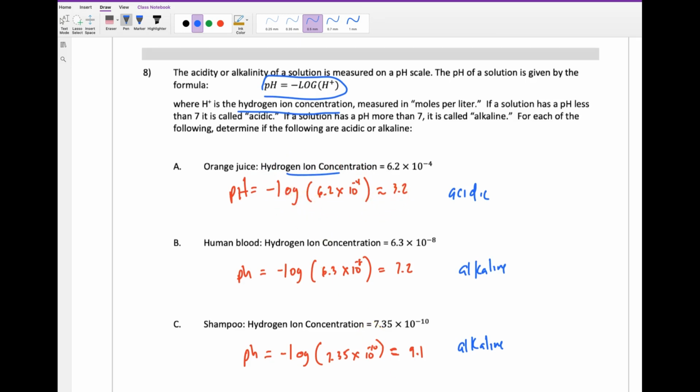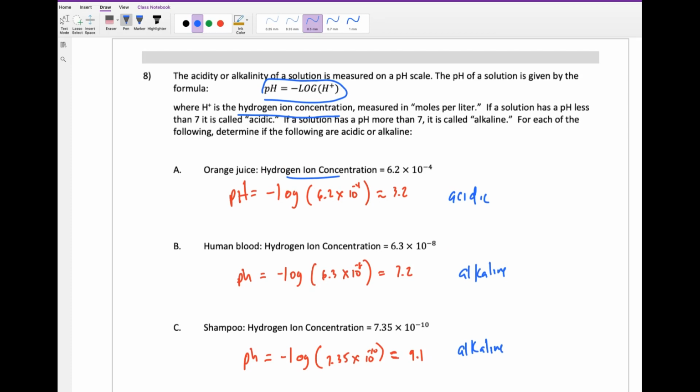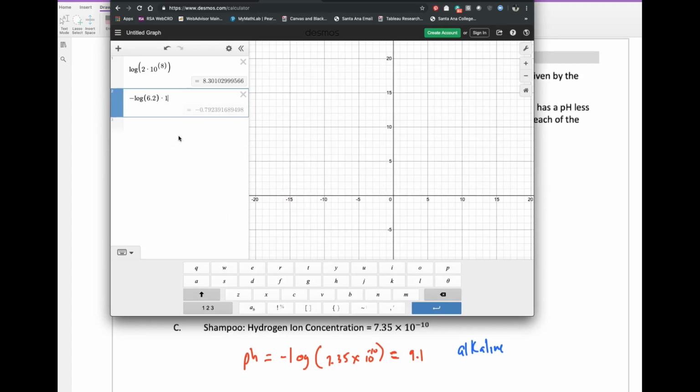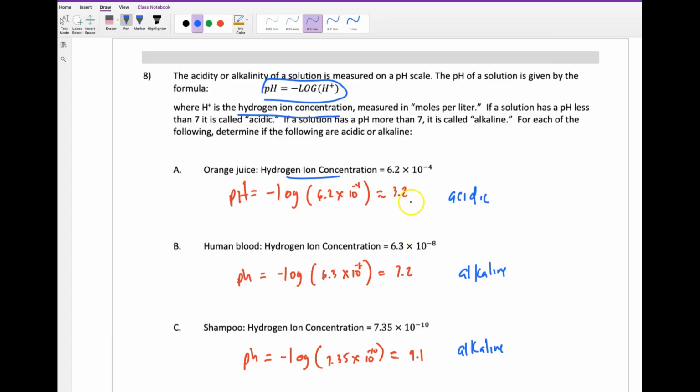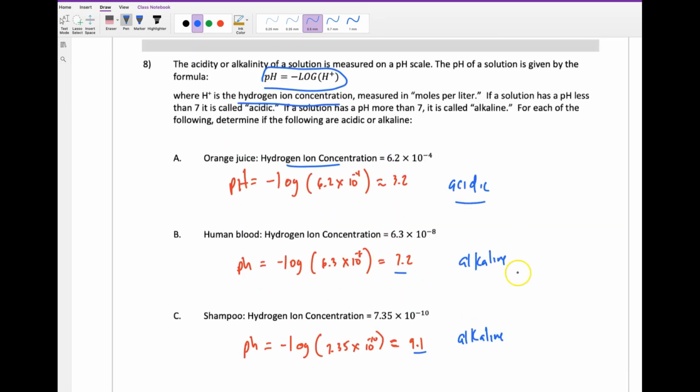So in this one, negative log of 6.2 times 10 to the negative 4. Let me fix that real quick. Times 10 to the negative 4. There we go. So you see you get 3.2 right there, and based on the situation, we would say it's acidic. Then you just plug each of those into the equation, get a value, and then you can determine if the solution is acidic or alkaline.